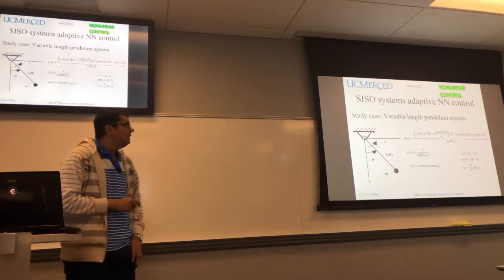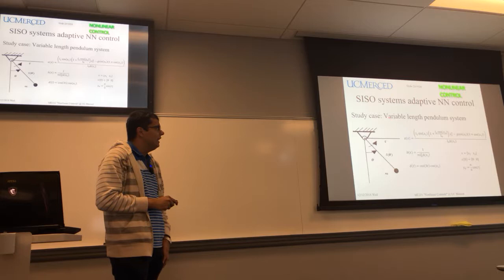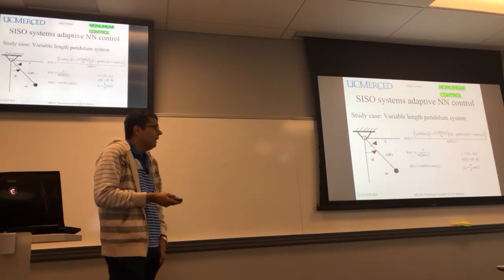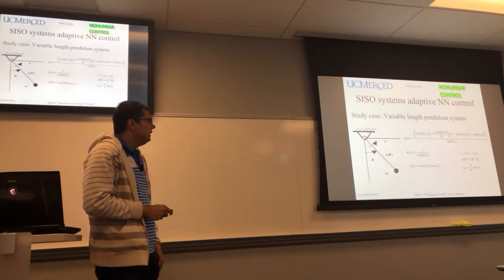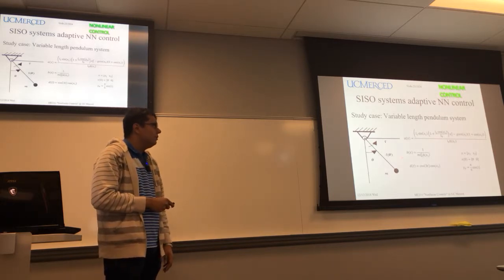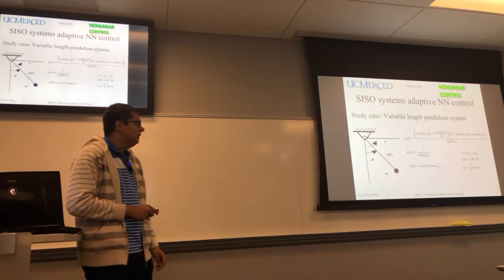Okay, this is our first study case. This study case is a variable length pendulum system. This is the pendulum, and its length varies according to the value theta, the angle. Basically, because it's a simulation model, you need the value of A and you need the value of B. So A(x) in this case is that expression, B(x) is that one.